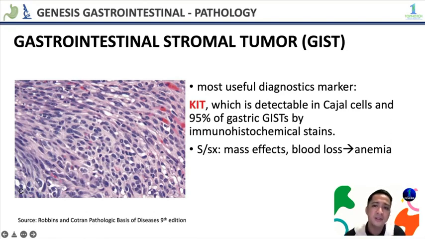The most useful diagnostic feature is the KIT, and for the treatment of gastrointestinal stromal tumor, if you have encountered it already in surgery, that's your imatinib or your Gleevec. Gleevec, the brand name of imatinib, is the medication we use in the management of GIST. Actually, GIST, I've learned in our surgery discussion, has a poor prognosis. No, signs and symptoms are similar to mass effects, and with blood loss, the patient may present with anemia.